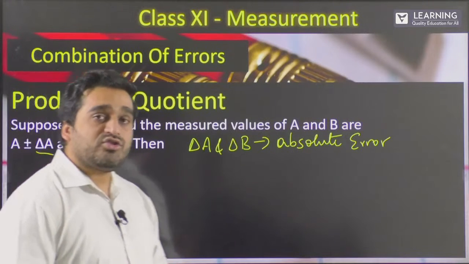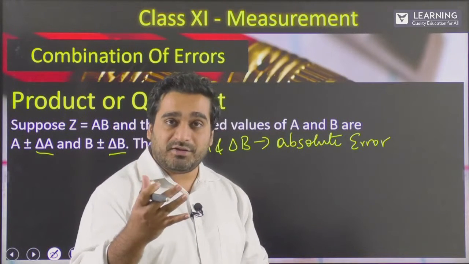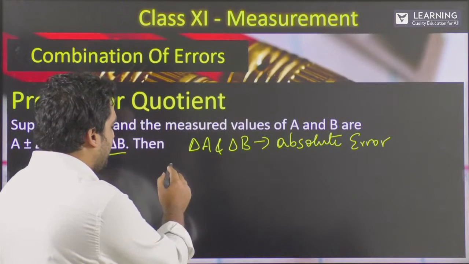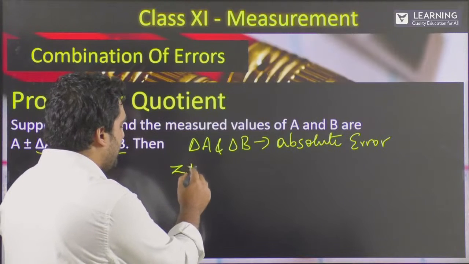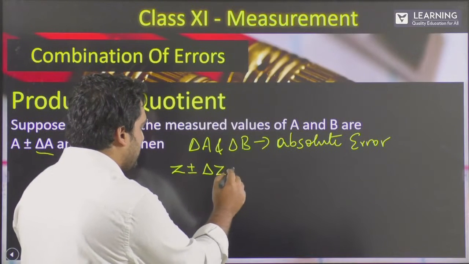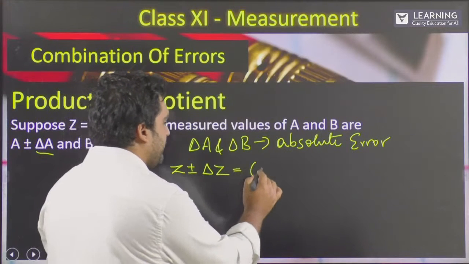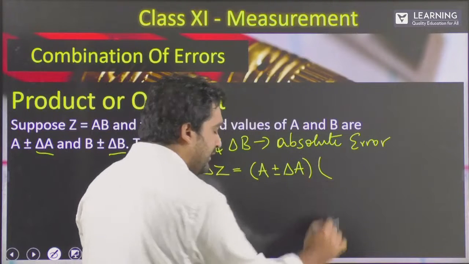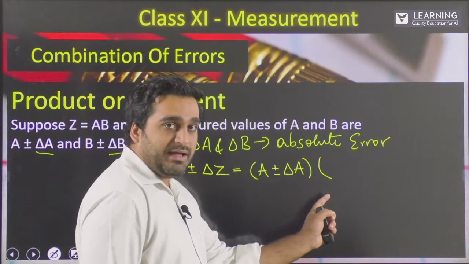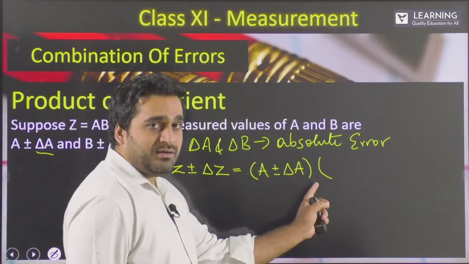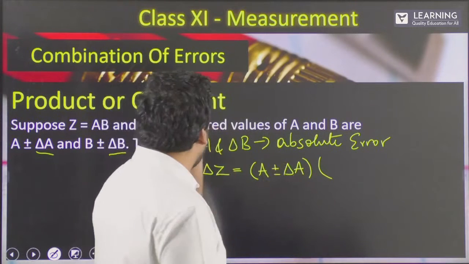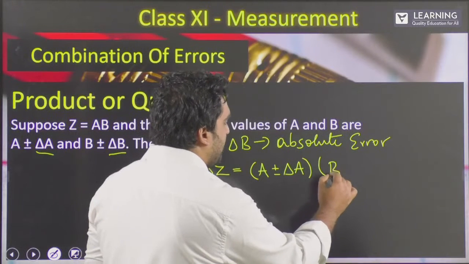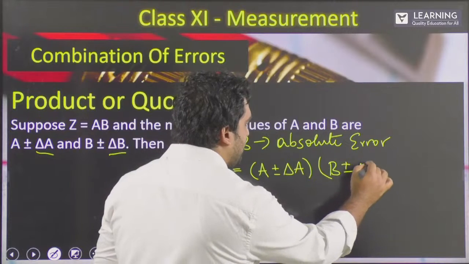Similarly, you can also write the absolute error for Z. What will be mentioned for Z? Delta Z. So let's write that down, where Z plus or minus delta Z is equal to A plus or minus delta A times, I am not adding, I am not subtracting, but rather multiplying, B plus or minus delta B.